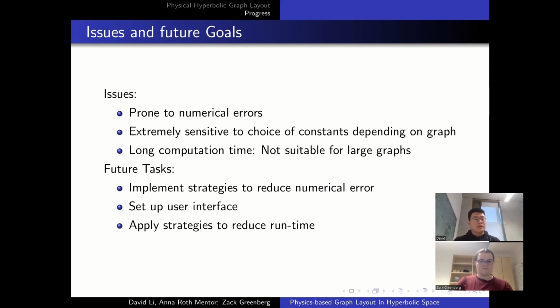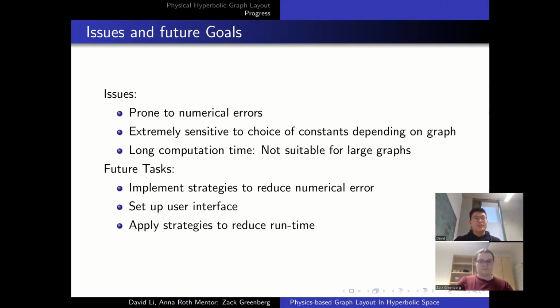to lay out larger graphs. So in the future, we have to try to solve the problems and implement strategies to reduce numerical error. We want to set up a user interface where you can set the constants nicely with a button or something like that. And we also want to apply strategies to reduce runtime.